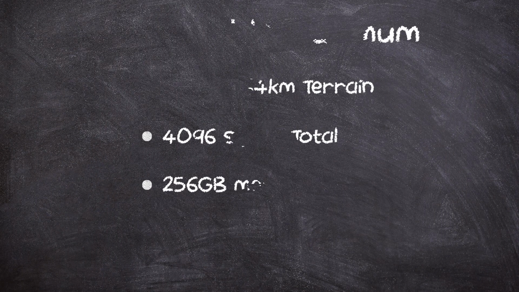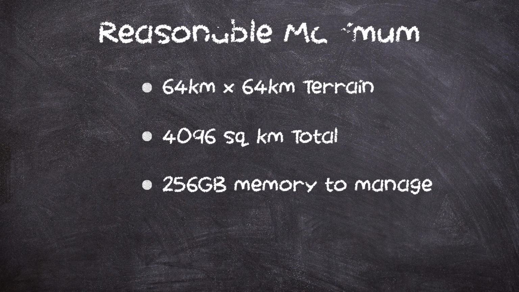The bottom line is that the Unreal Engine World Composition System is essentially only good for worlds up to 64 km by 64 km, which is 4,096 square kilometers. For a world of this size, you will require a workstation with 256 GB or more memory to manage it.